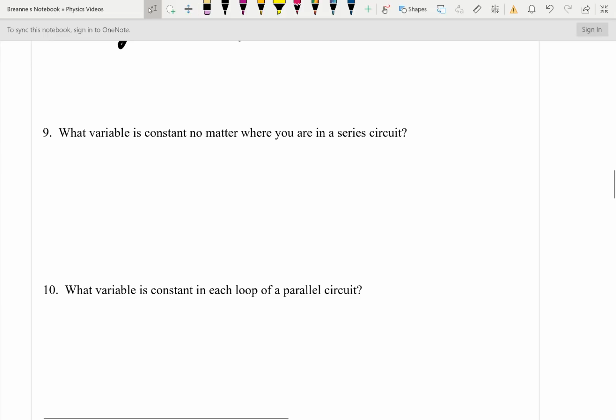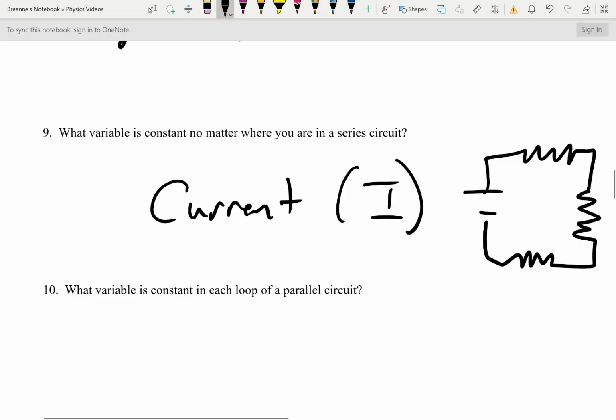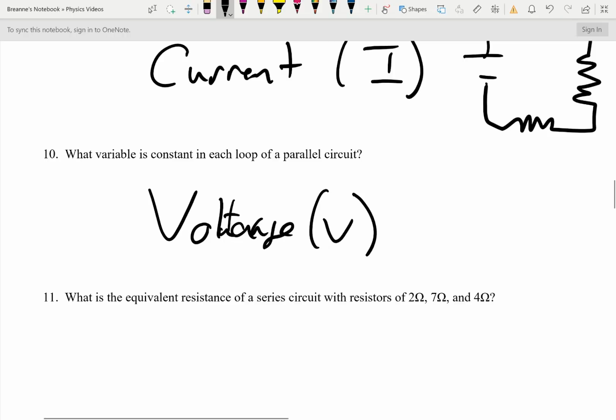What variable is constant no matter where you are in a series circuit? That is your current. Current is constant. That is your I. Remember your series circuit looks like this: one big loop. For a series circuit, your constant is I. For a parallel circuit, your constant is voltage, which is V. And your parallel circuit looks like this.